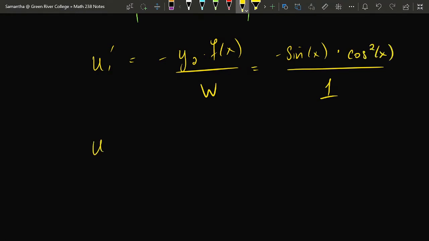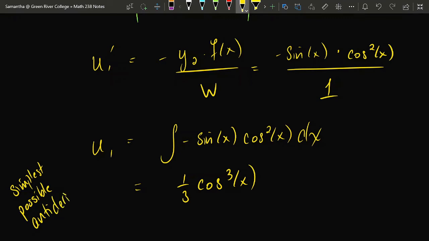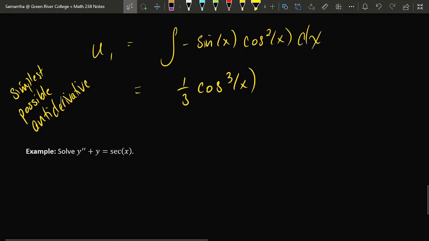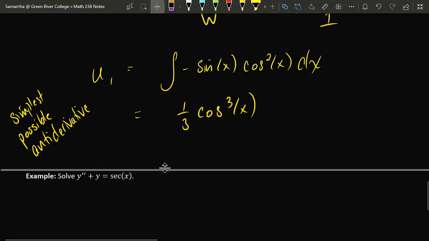So this implies that u1 itself is an integral of negative sine x cos squared dx, which is given by 1/3 cos cubed x. And I'm just going to go ahead and find the simplest possible antiderivative. Similar to reduction of order, similar to when we did integrating factors, we only really need one possible non-constant u. So I'm going to pick the simplest antiderivative, the one where the plus c is just equal to 0.